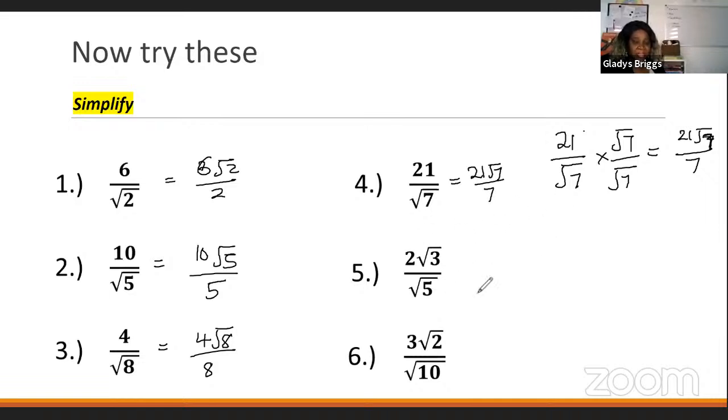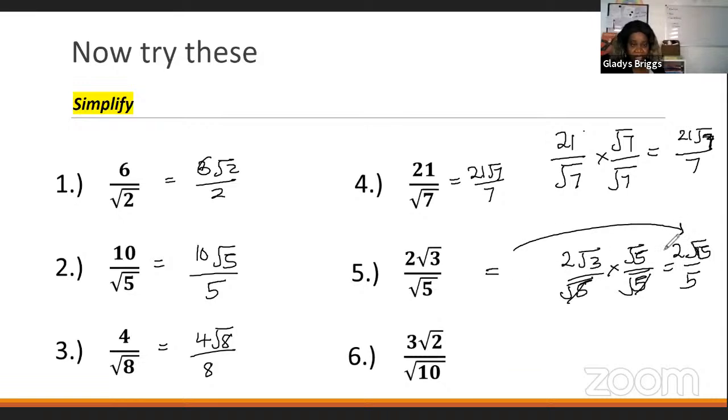Now here you have other things. You have 2 root 3 over 5 times root 5 over root 5. I'm sorry, root 5. So these guys will become 5. This will become 2 root 15. Can that not be simplified? Yeah, that's okay. 2 times root 15. Yeah. That's the answer to that one.